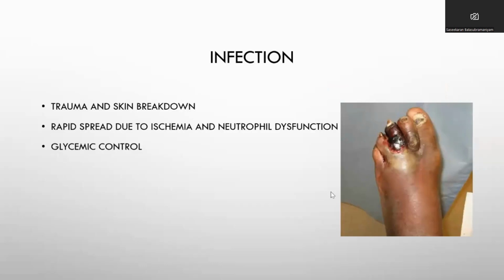Infection: in diabetic patients there is a vicious cycle of ischemia, infection, and neuropathy, and they all go on. So with infection, there are a lot of factors.